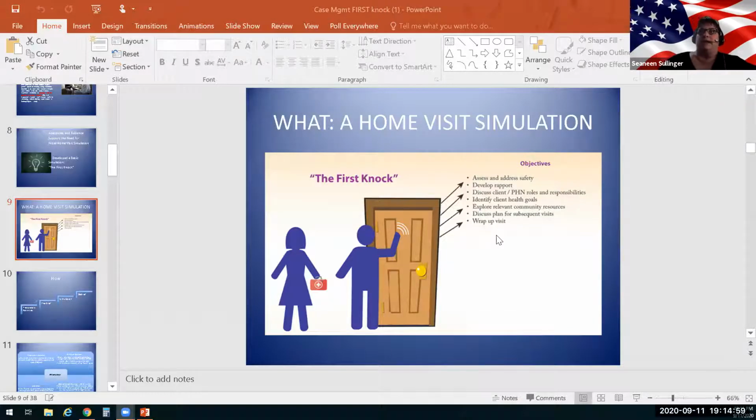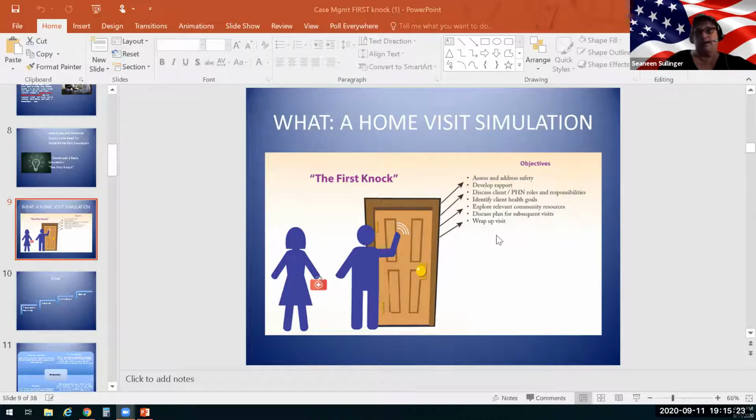I would like to be able to move. It kind of hurts when I move. I'd like to be able to move without so much pain, right? And you're going to go through that. You can also give them community resources based on their needs, what they're wanting, and then discuss the plan for subsequent visits. So I am going to visit you once a week.